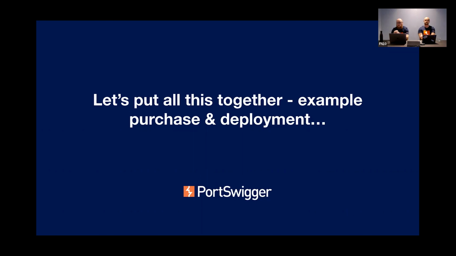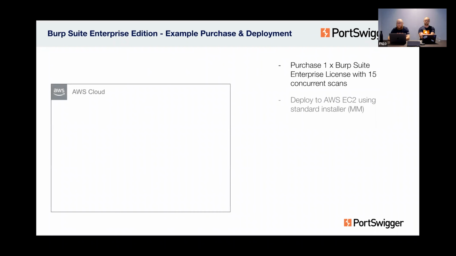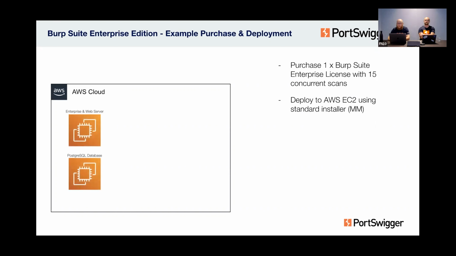So we've talked there around the licensing and also the deployment and architecture options. So if we just package that up into an example for you. Let's say you've purchased Burp Suite Enterprise and you've chosen 15 concurrent scans. Maybe you've run a trial and you've determined that's suitable for your current application environment. And you've chosen to deploy to AWS EC2 using the standard installer, and you want to go for a multi-machine setup. So we're going to deploy the Enterprise and web server to one EC2 image and another one for the Postgres database. In this example, that's the database we've chosen.